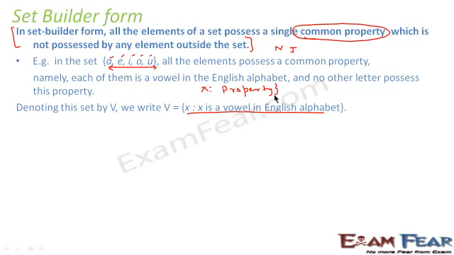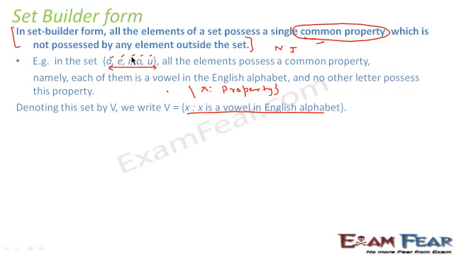So it says this is the convention. So here x is the vowel in English alphabet. This is clear that in set builder, common property is mandatory, which is possessed by the elements in the set, and no other element outside the set will have this property.